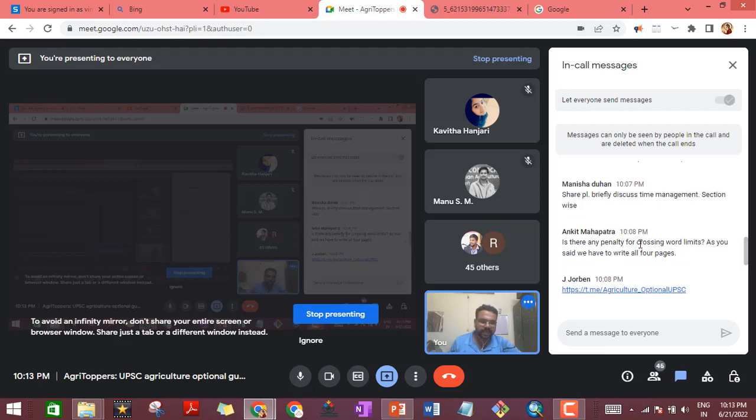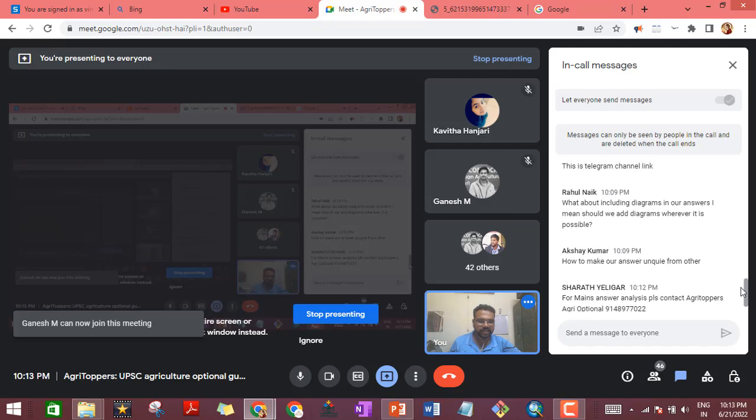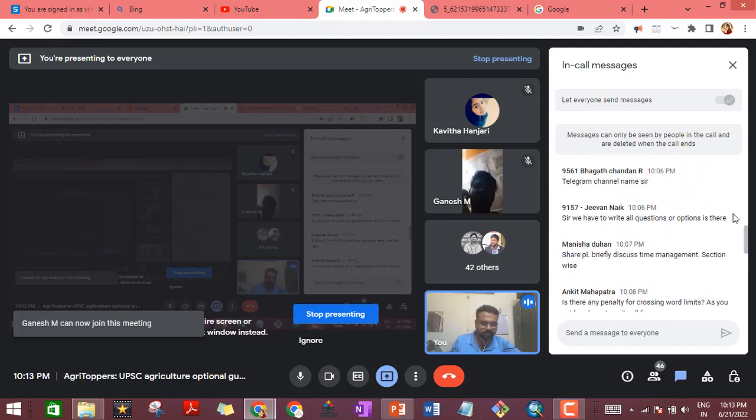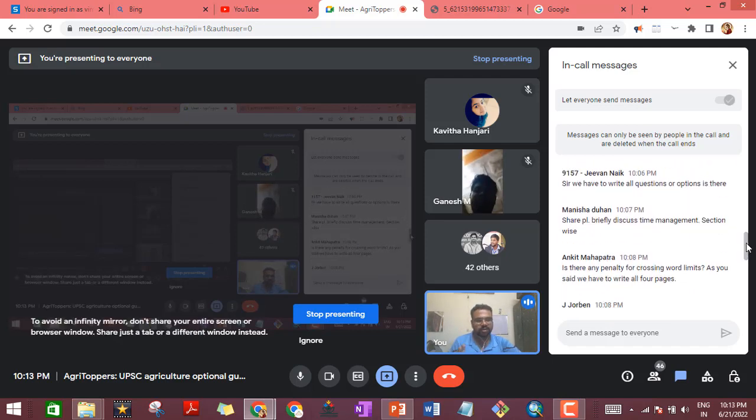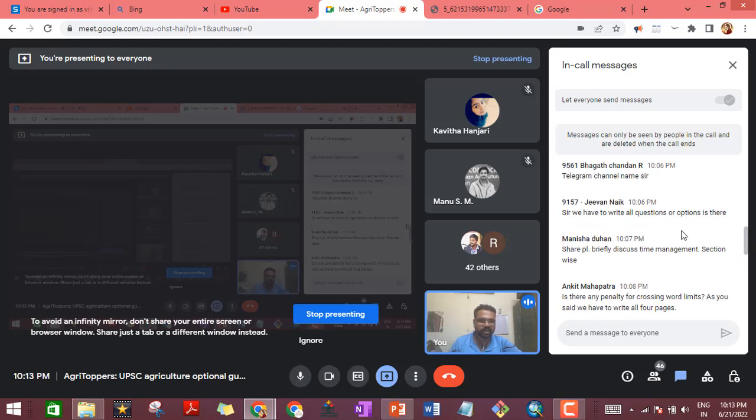Is there any penalty for crossing word limits? As you said, we have to write all 4 pages. See, when we spoke to our seniors, we found that they don't strictly follow the word limit. But as per the experience of many students, you have to write all the 4 pages, then only you will get good credit for the answers. Sir, do we have to write all questions or options?